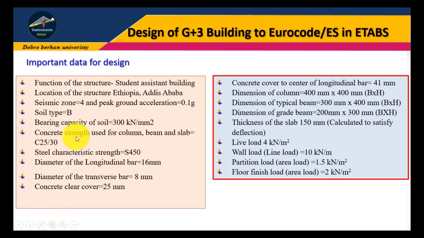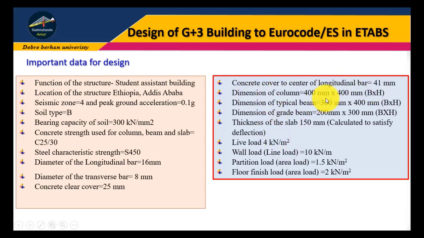Well, concrete strength used for column, beam and slab is C25. ይሄ ኦሬዲ የምታውቁት ነው ኮንክሪት ስትሬንግዝ ለምን እንደሚጠቅም. Steel characteristic strength S450. Diameter of the longitudinal bar is 16 mm. Diameter of the transverse bar is 8 mm. Concrete clear cover 25 mm. Concrete cover to longitudinal bar center 41 mm ነው.